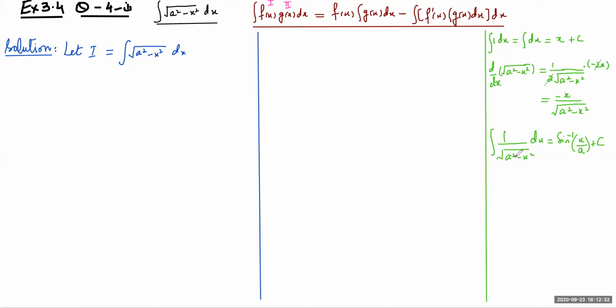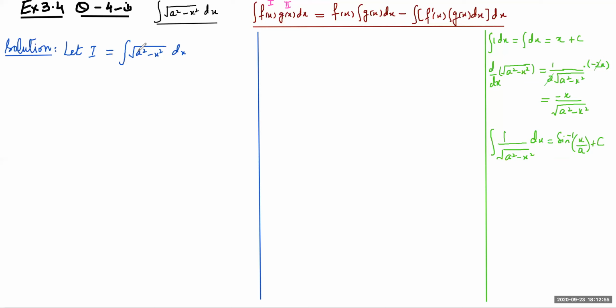And then we need this result. Integral of 1 by square root of a square minus x square dx equals sine inverse x by a plus c. This result is evaluated by the help of integration by substitution. You must learn this result. This is a very important result and it is very often used. Now let's get to our integral.